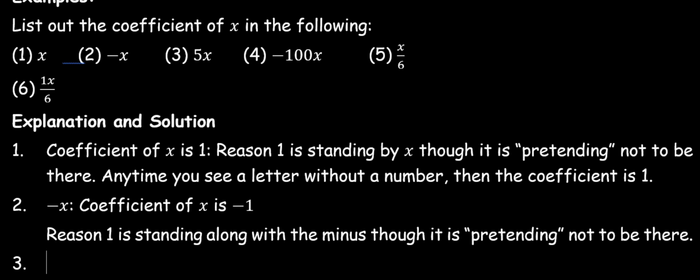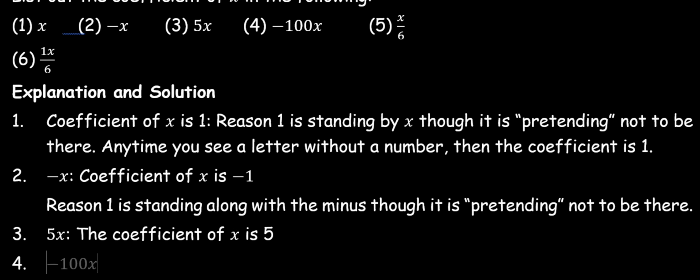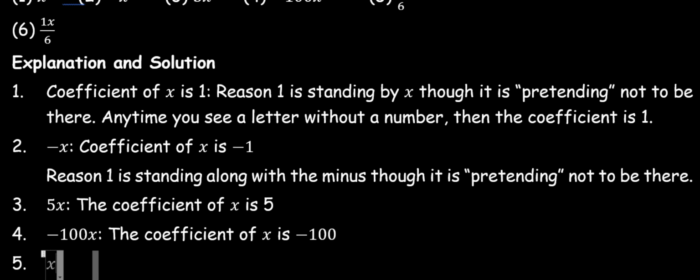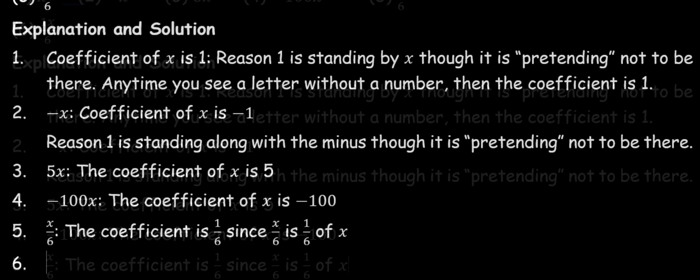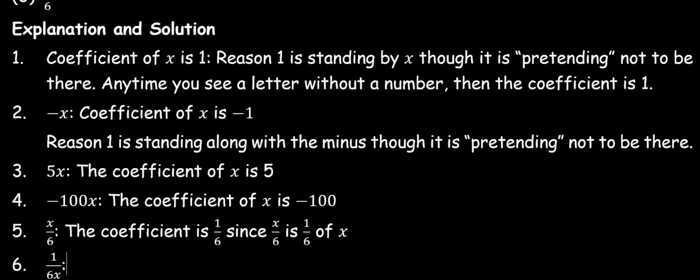Number 3. 5x. The coefficient of x is 5. Number 4. Minus 100x. The coefficient of x is minus 100. Number 5. x over 6. The coefficient is 1 over 6, since x over 6 is 1 over 6 of x. Number 6. 1 over 6x. The coefficient of x is 1 over 6. This one is straight to the point.